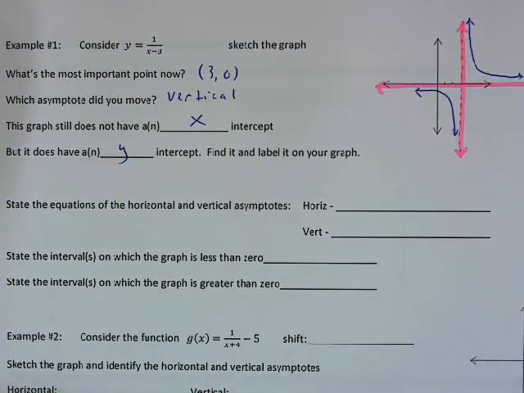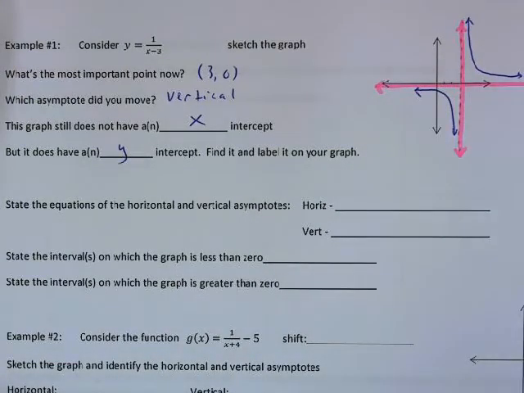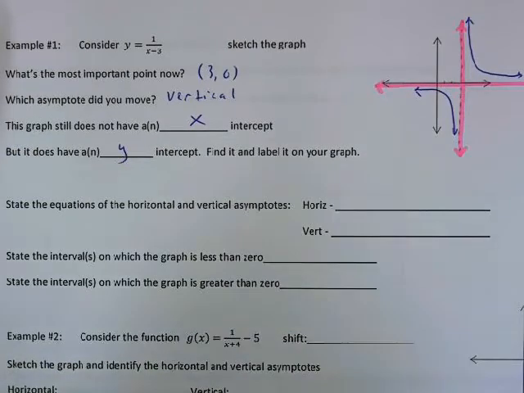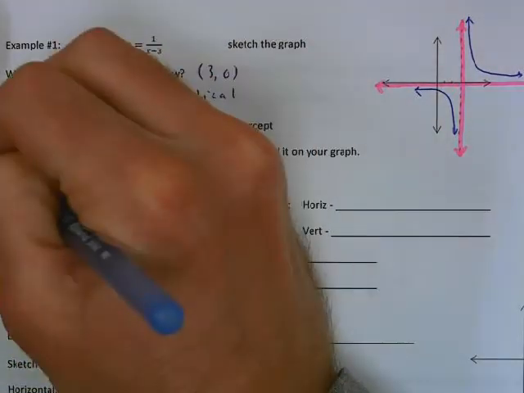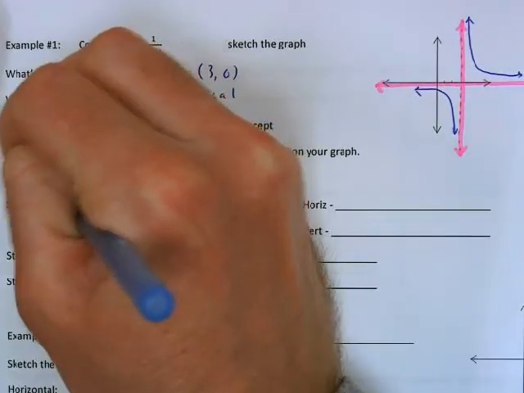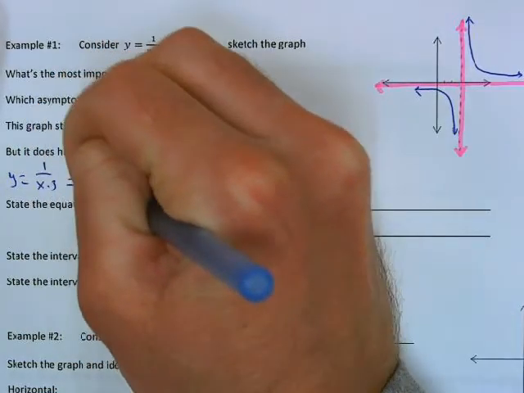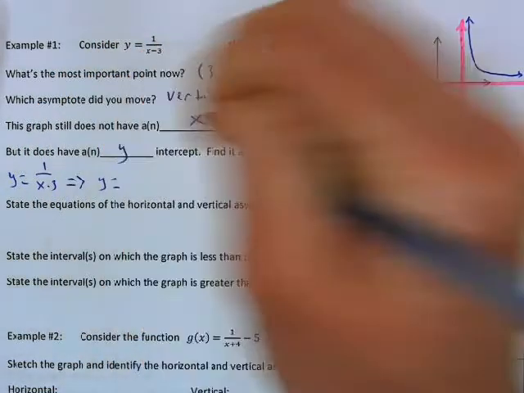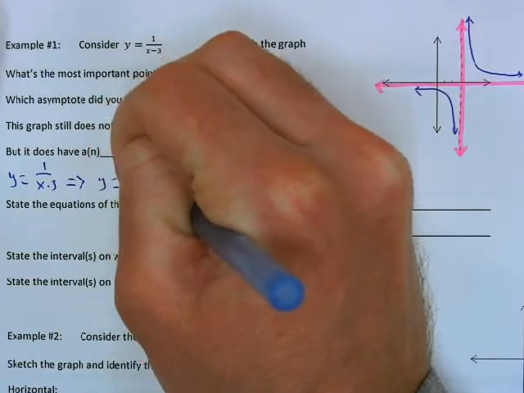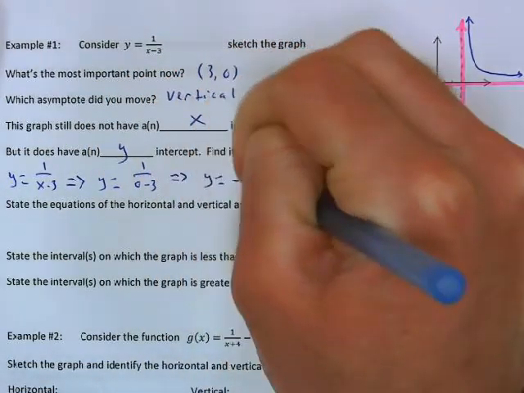Okay, so then how do we find the y-intercept? Well, it's right there, so we know it's negative something because it's definitely below the x-axis, but how do we find it? Well, just like we always do, we want to stick in x is 0. All right, so our function is y equals 1 over x minus 3. Okay, and then if I stick in x is 0, we get y equals 1 over 0 minus 3, which gives us y equals negative 1/3.